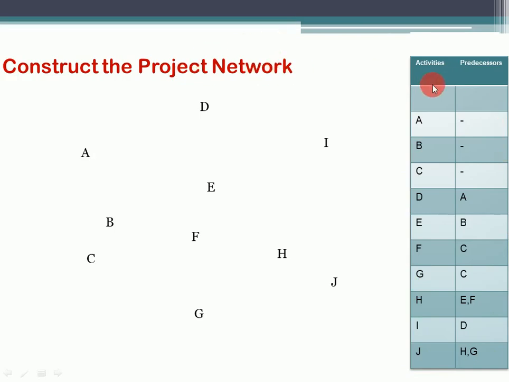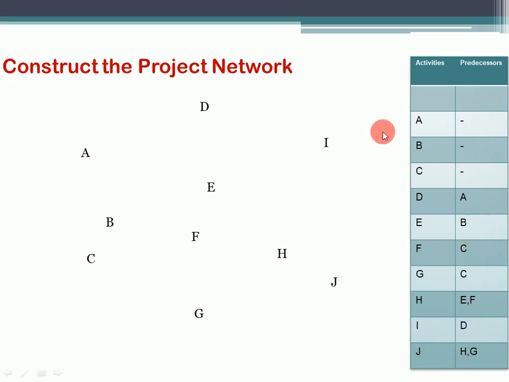Let me first explain the data given in the table. Here you can see there are 10 activities, A to J, and for each activity the predecessor is given. For activities A, B and C, there's no predecessor at all, and activity D has A as its predecessor. That means D has to start where A is ending. In the same way, E has B as its predecessor, F has C as its predecessor, and so on. And you can see that activity H and activity J both have two predecessors.